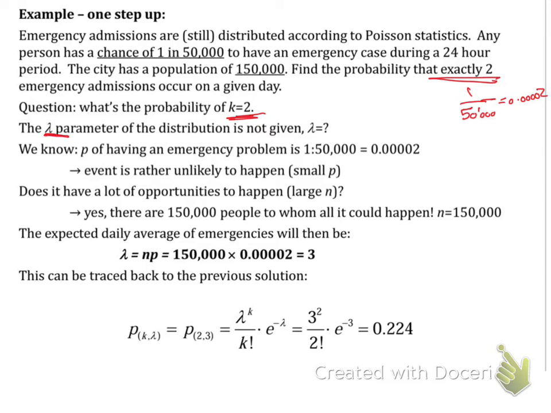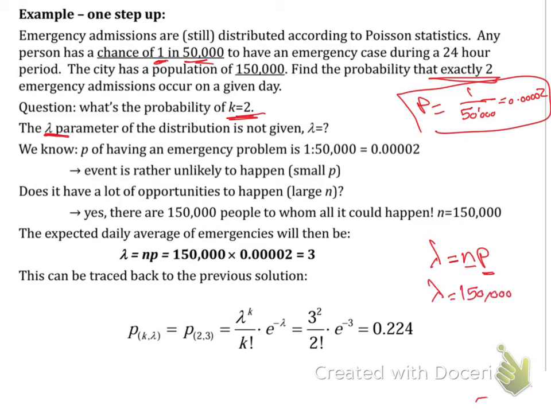So how can I get it? I said that lambda equals N P, the population times the probability. I have the probability because he said 1 in every 50,000. N is 150,000. So lambda equals 150,000 times the probability, which is 0.00002. So it will give me 3. So lambda equals 3. This is the mean or the average of the distribution.